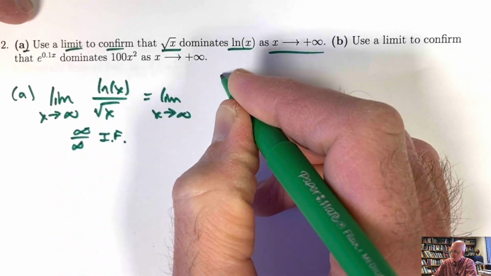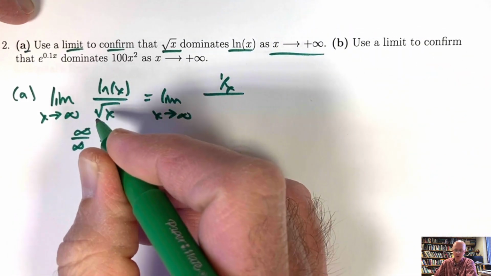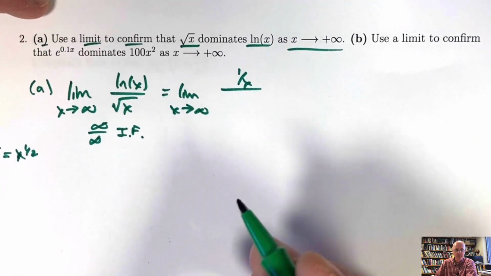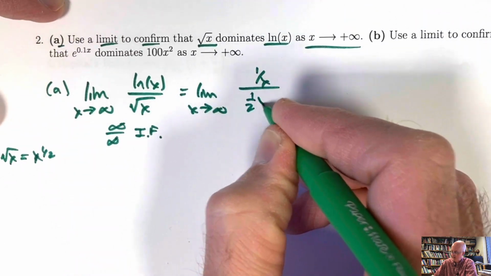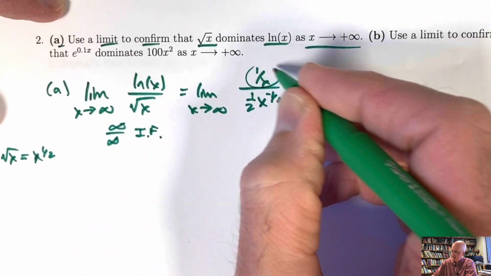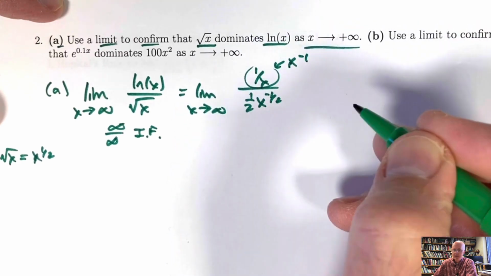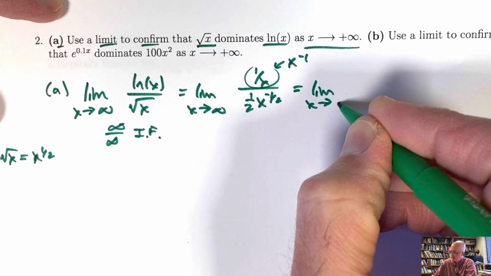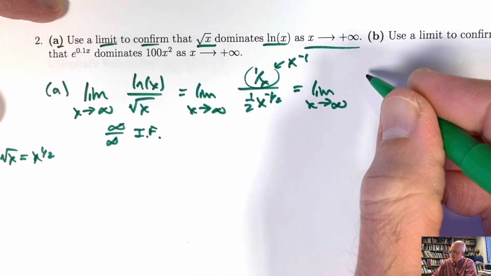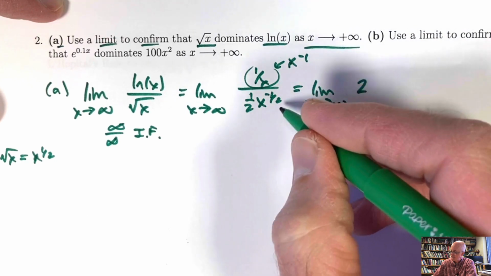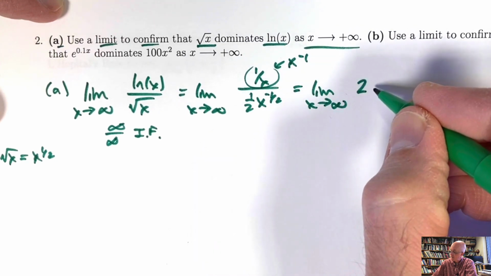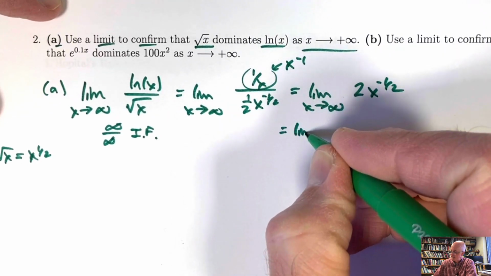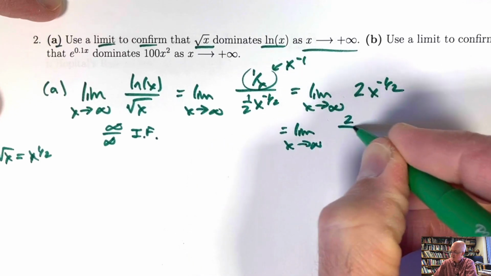Take the derivative of natural log of x, get 1 over x. Take the derivative of square root of x. Square root of x is the same as x to the 1/2 power. So we would get 1/2 x to the negative 1/2 power. This is also the same as x to the negative 1. Subtract exponents. Dividing by 1/2 is the same as multiplying by 2. You could say this is the same as the limit as x goes to infinity of 2 times x to the negative 1 minus negative 1/2, which is negative 1 plus 1/2, which is negative 1/2. And that's the same as the limit as x goes to infinity of 2 over the square root of x.